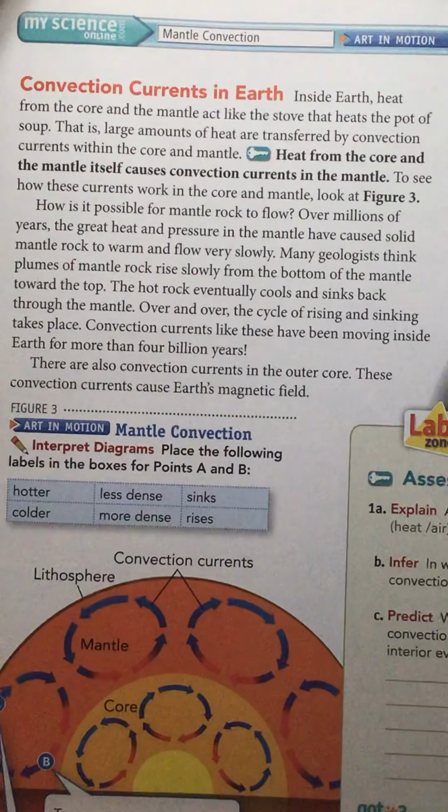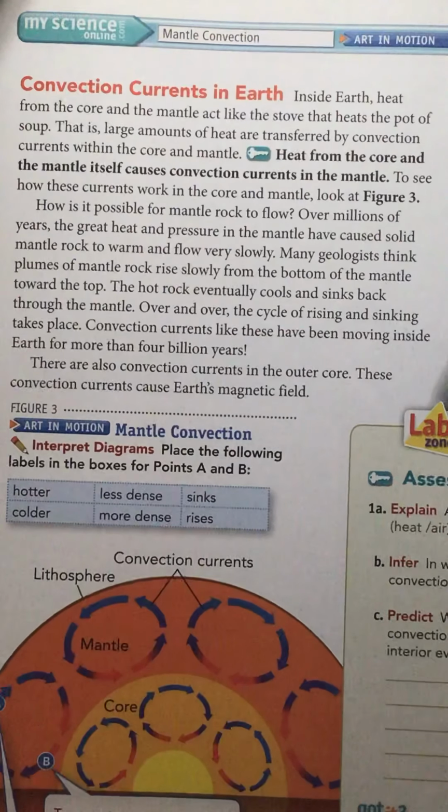How is it possible for the mantle rock to flow? Over millions of years, the great heat and pressure in the mantle has caused solid mantle rock to warm and flow very slowly. Many geologists think plumes of mantle rock rise slowly from the bottom of the mantle toward the top. The hot rock eventually cools and sinks back through the mantle. Over and over, the cycle of rising and sinking takes place. Convection currents like these have been moving inside Earth for more than 4 billion years.